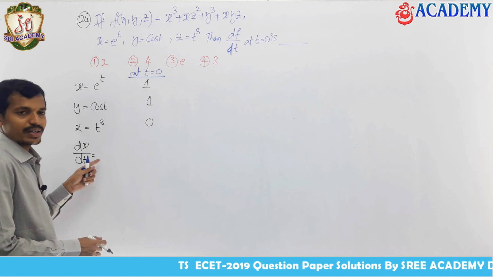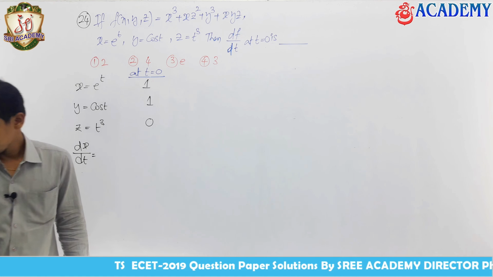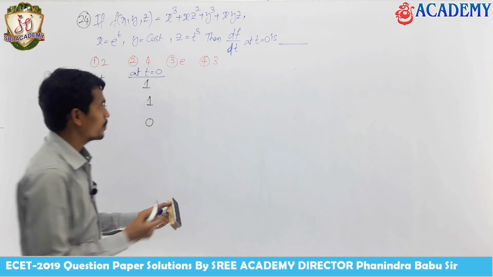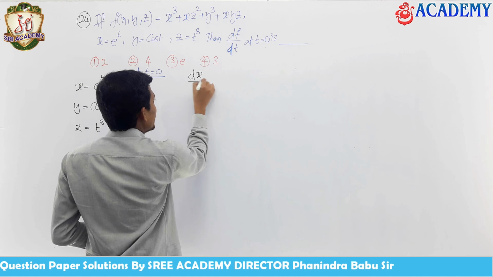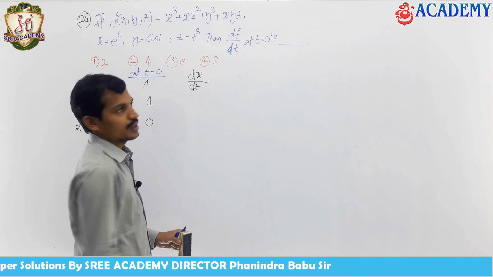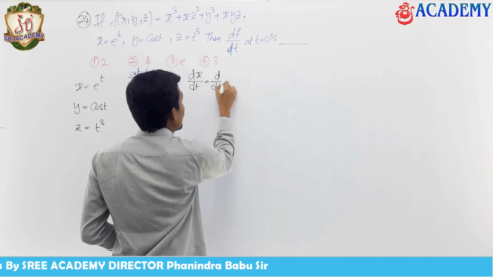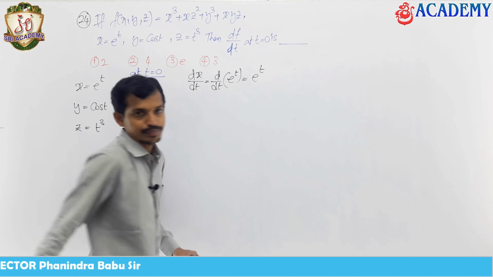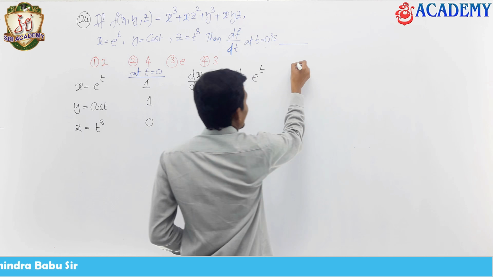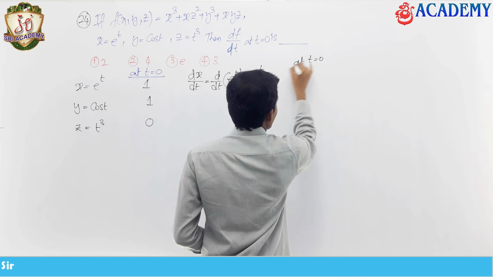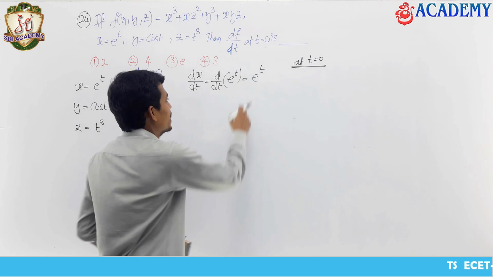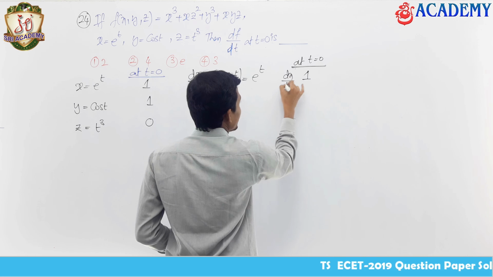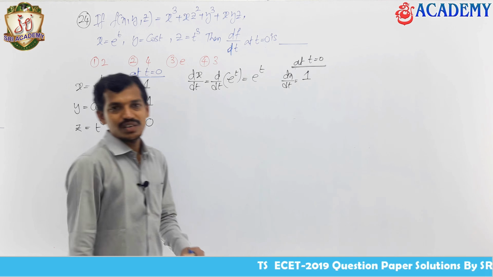dx by dt is what? I will write here, no problem. Okay, don't get confused. d by dt of x, where x is e power t, is nothing but e power t. Once again, at t equal to 0 we are finding this also. e power 0 is nothing but 1, that is dx by dt at t equal to 0.